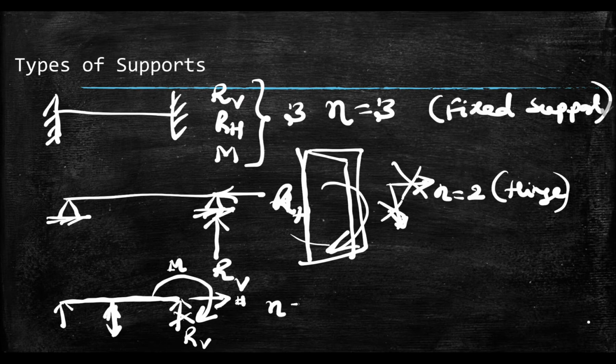So the number of unknowns you need to calculate in this case is only 1. So this support is called the simple support. Next we have one more thing, that is roller support. Please give your attention to this.